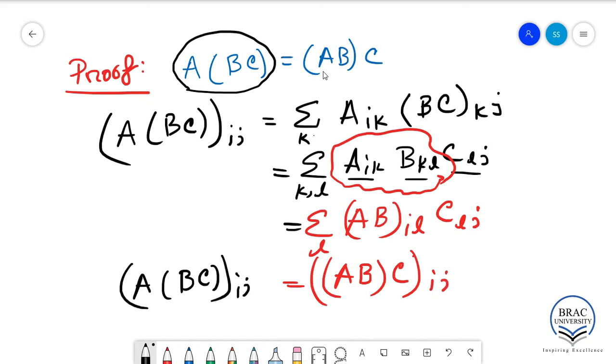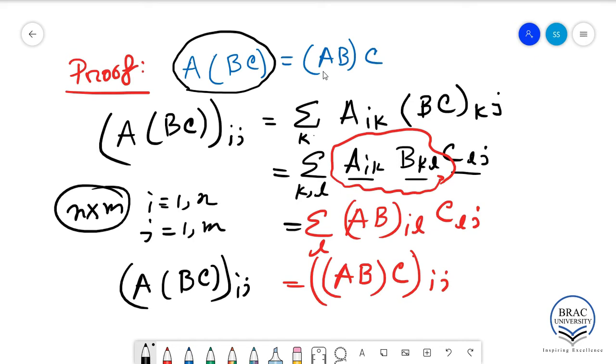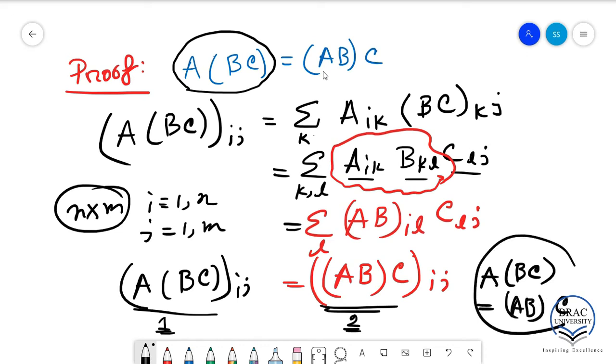And this is true for each and every i and j. That is, if your matrix is an n cross m matrix, your i index runs from 1 to n and your j index runs from 1 to m. And since for these two matrices, let's call them 1 and 2, each and every component is the same, you can conclude that this thing, where these are now matrices, not the components, is true. Proved.